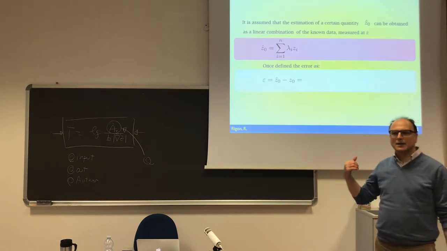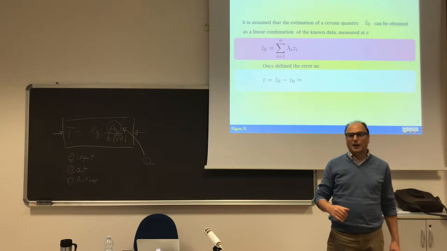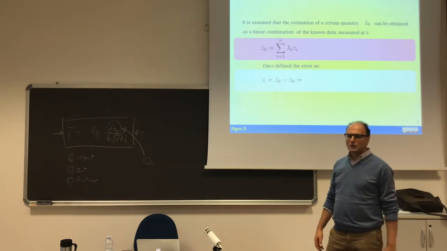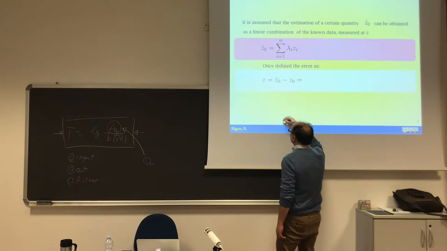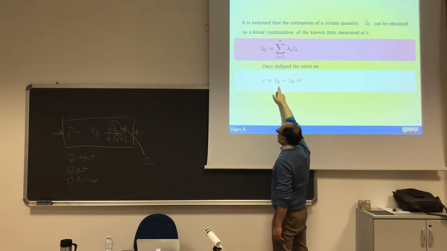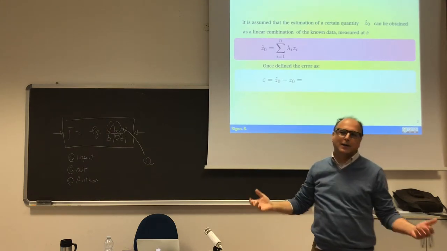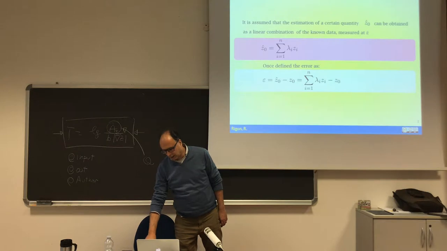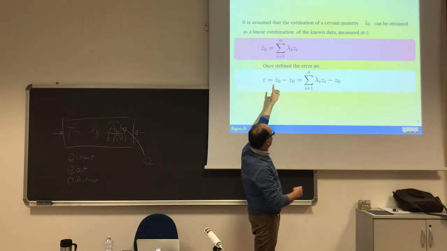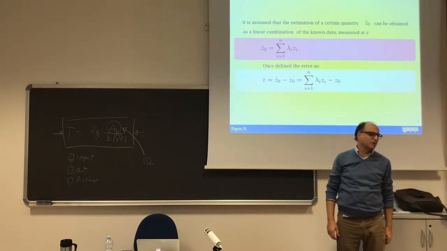Through some weights, the lambdas you see there. At present we don't know what these weights are, but we have to build them. We can define the error. The error is our estimate at point zero, which is where we want to measure, minus the true, actually unknown, value. If we make the hypothesis that our estimate is like the one over there, we just substitute it inside, and this is our estimation of the error.